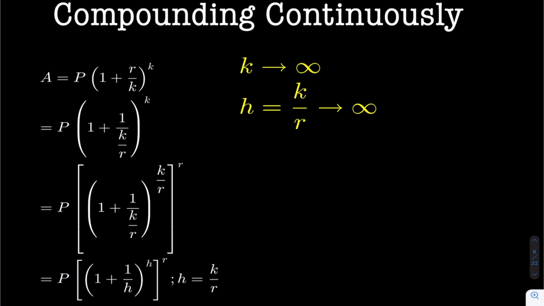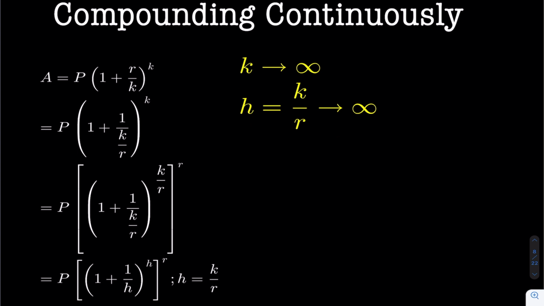Now you'll notice as k goes to infinity, it must also be the case that k over r will also go to infinity. Recall, k represents the number of compounding periods used per year. If I go from yearly compounding periods to semi-annually to monthly to daily to by the minute to by the second, etc., as k approaches infinity, we end up computing interest continuously. Well, as k goes to infinity, so too must h. k over r would also go to infinity.